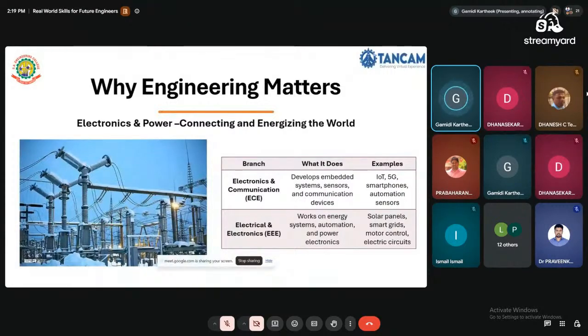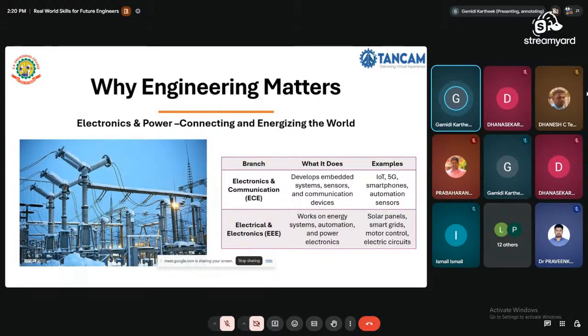Yes. So electrical engineering people work on energy systems, power generation, power electronics, automation. Of course, more or less, ECE and EEE are like friends. They have common subjects between them, like civil and mechanical engineering people, right? If you take structural engineering, strength of materials are common. Of course, we study structural engineering in one aspect, and civil engineering people study it in another aspect. Similarly, electronics and communication engineering and electrical engineering deal with communication devices, sensors, automation, power electronics, embedded systems, power generation, and all such things. Today's examples you can see are IoT, 5G, smartphones, automation, sensors, solar panels, smart grids, power lines, electrical circuits, electrical motors, electrical generators.